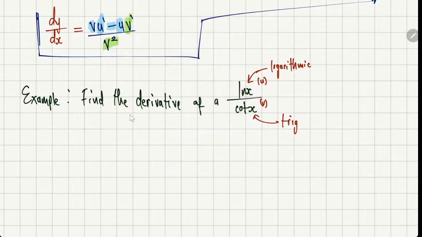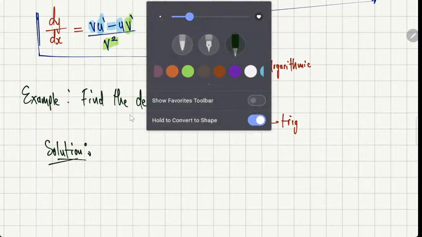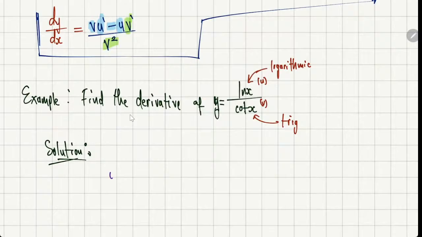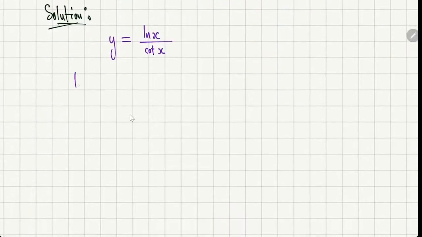Okay. Find the derivative of y equal to, by the way, I forgot to put y. So for the solution, you are going to first rewrite what you have been given. Y is equal to ln x over cot x. Then you're going to say, let u be ln x, v be the bottom. This is u, which is high, and this is v, which is low. So v is cot x.